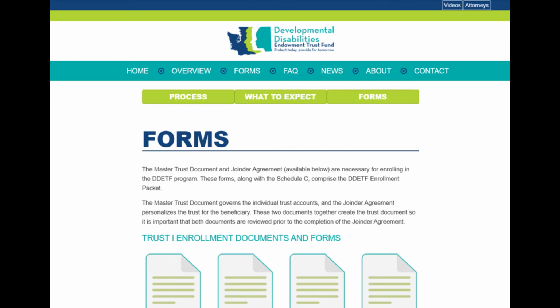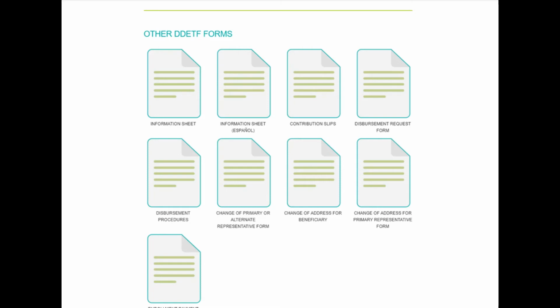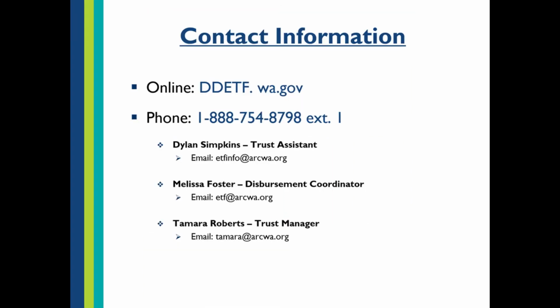If you do not have a contribution slip, you can visit our website at ddetf.wa.gov and go to the Forms section. Look under Other DDETF Forms, and there you'll find a PDF of blank contribution slips that you can print out. If you don't have a printer or internet access, we would be happy to mail you some contribution slips at your request.